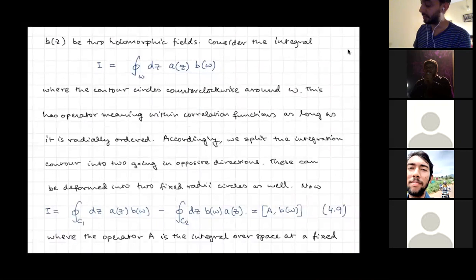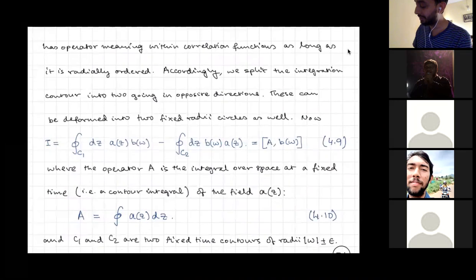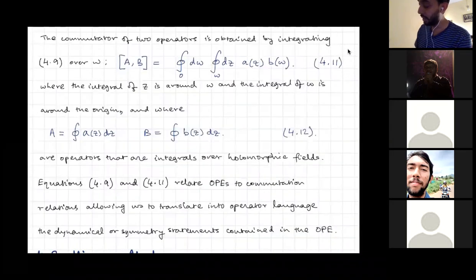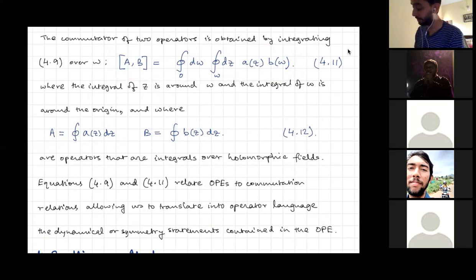What it does is it defines this particular commutator bracket. Once we did that, we learned that if you have two of these operators A and B, which are given by the integrals of these holomorphic fields, small a(z) and small b(z), the commutator of these can be defined by equation 4.11.